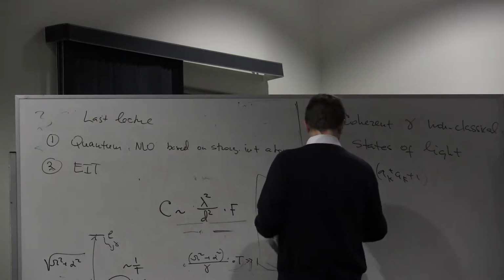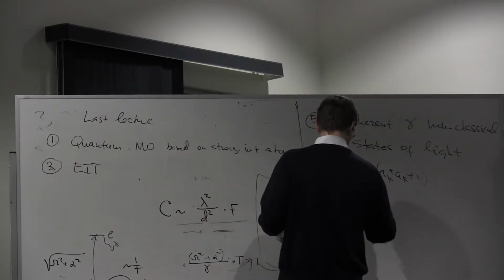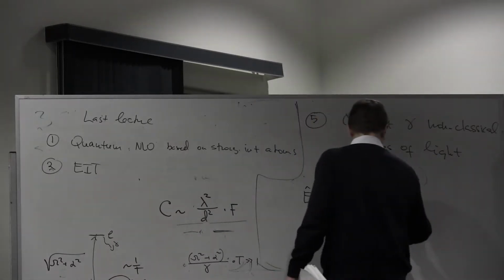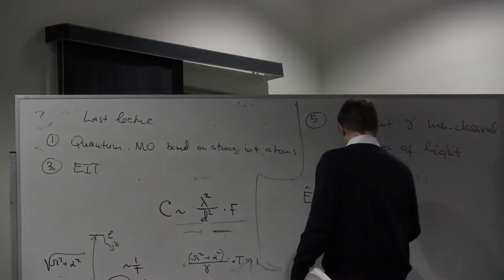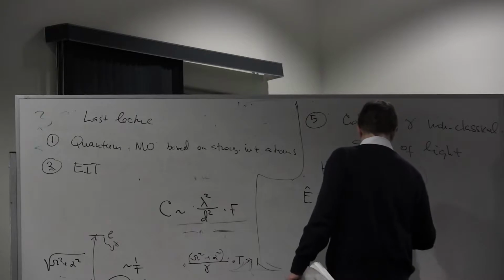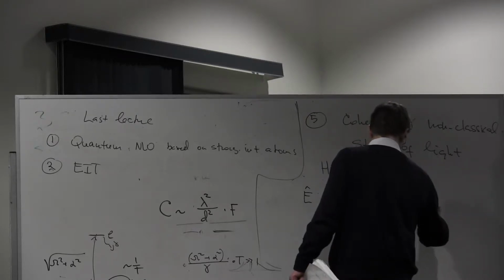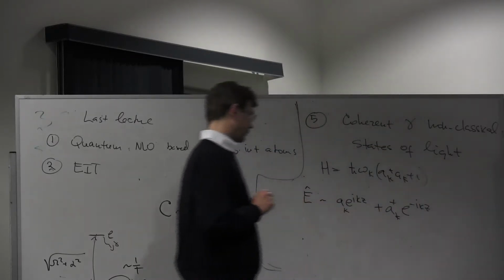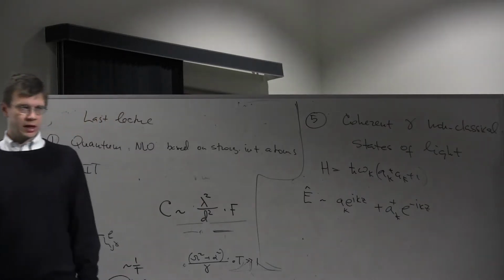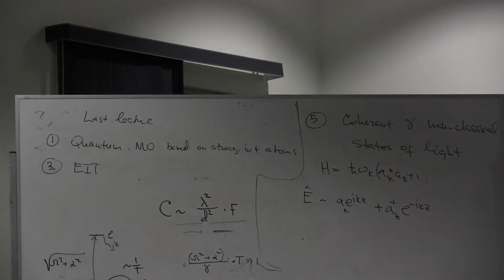can be written basically like this, where, for example, any wave can be written in terms of the creation and annihilation operators in this kind of form. And so the electric field is actually proportional to some kind of combination of creation and annihilation operators.